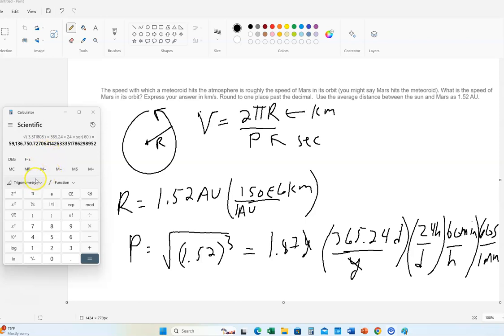All right, so I'm going to store that, I'm going to hit memory storage. And then we're going to divide by that. I'm going to figure out now 2 pi times the radius. So I got to multiply 1.52 times the distance of 1 AU. And so this is what I get. 24.2 is the correct answer. 24.2 kilometers per second.